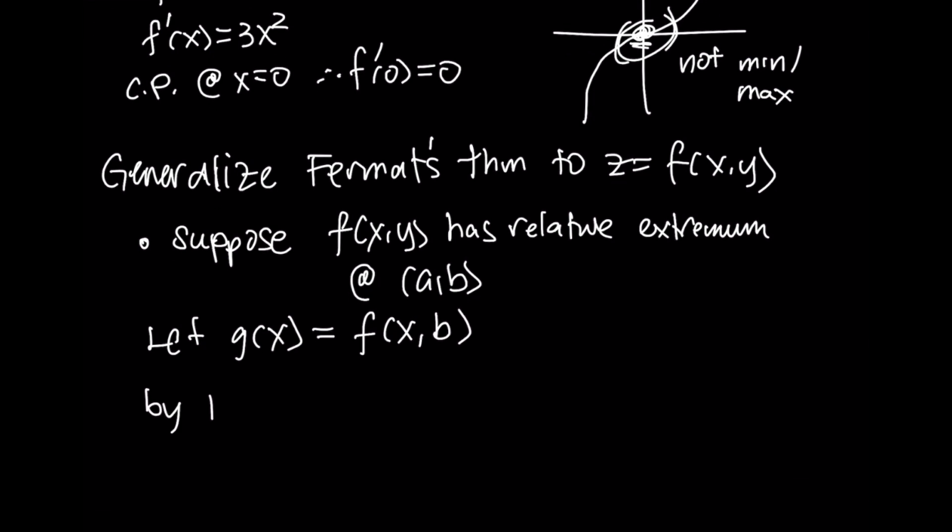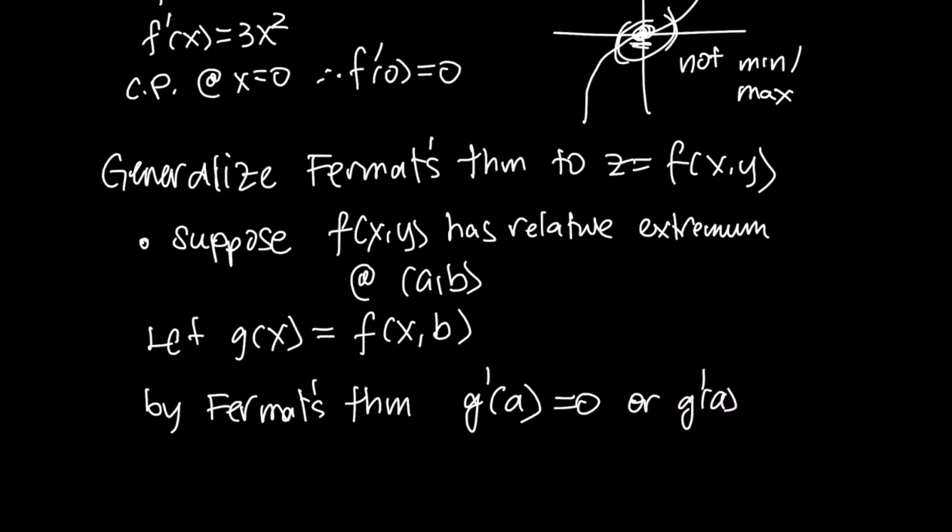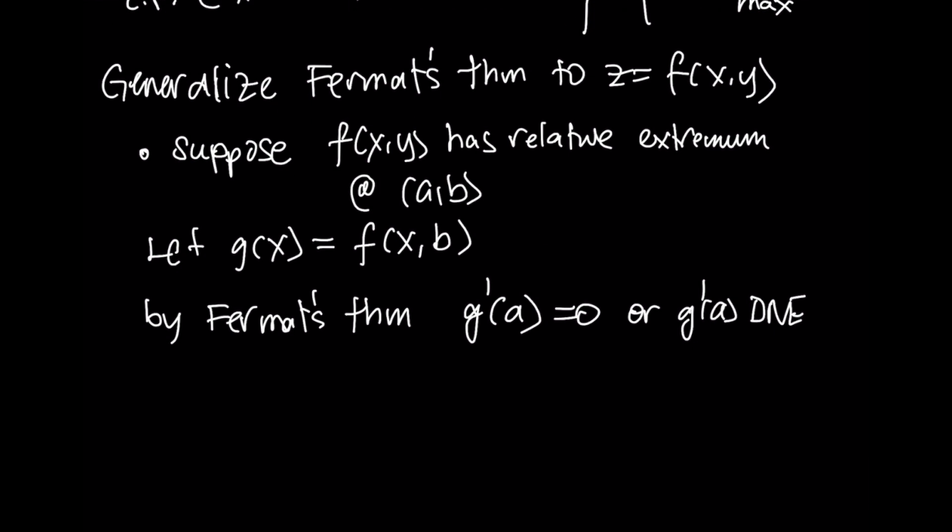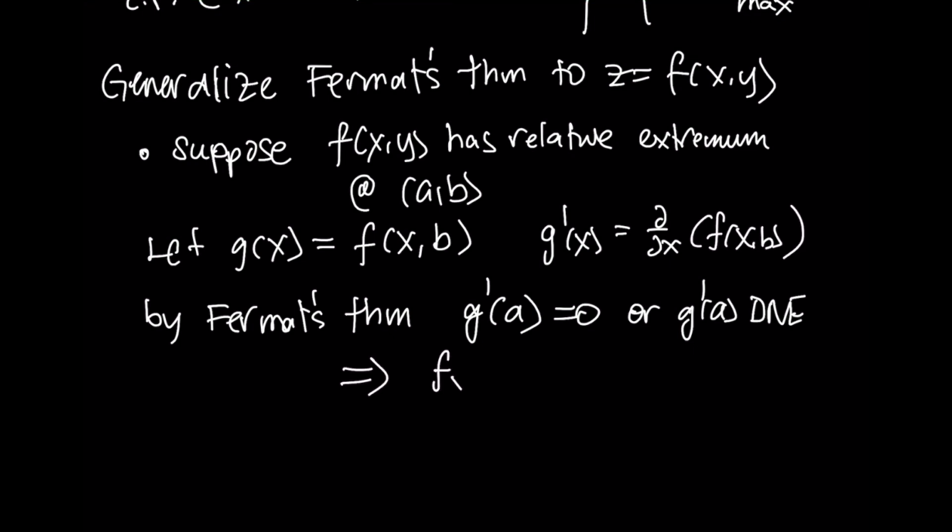By Fermat's theorem, either g prime at a is equal to 0 or g prime at a doesn't exist. G prime of a in this particular case is the same as saying take the x partial derivative of this function of one variable. That tells us that either the x partial derivative at the point ab is 0 or the x partial derivative of the function at ab doesn't exist.